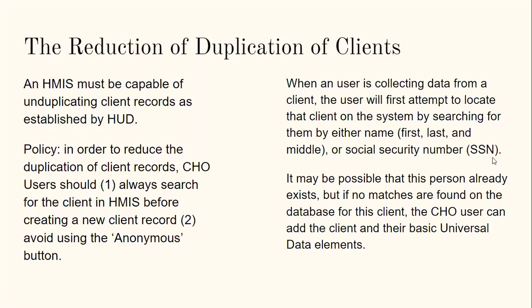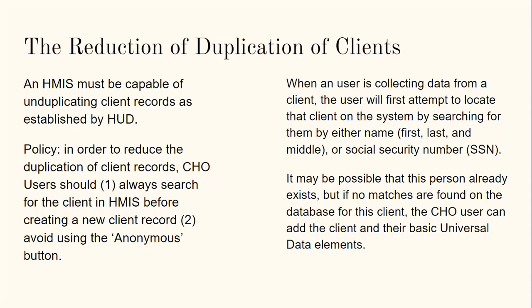The reduction of duplication of clients. An HMIS must be capable of unduplicating client records as established by HUD. The policy in our privacy and security measures, in order to reduce the duplication of client records, is that CHOs, which are actually your agency, users should: one, always search for the client in HMIS before creating a new client record; two, avoid using the anonymous button.